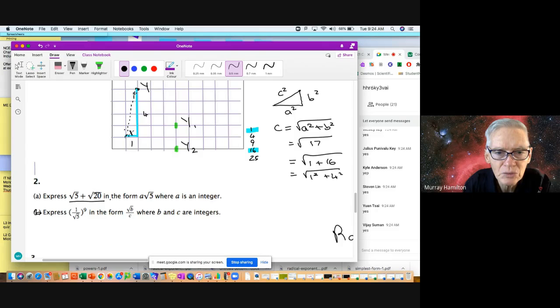5 plus root 20 in the form of a root 5. So we need to look and see if there's a square number in that 20 there. Remember, we're often looking for square numbers. So if I do root 5 plus 4 times 5 is 20, then I've got root 5 plus 2 root 5, which is going to equal 3 root 5. So a is an integer, it's the number 3, and we've got it in the form of a root 5.